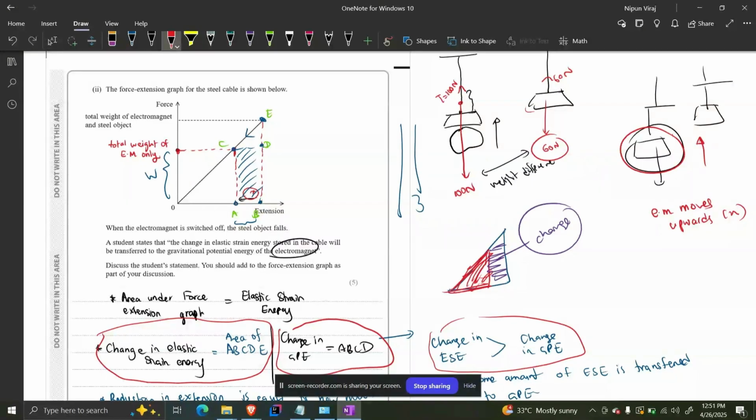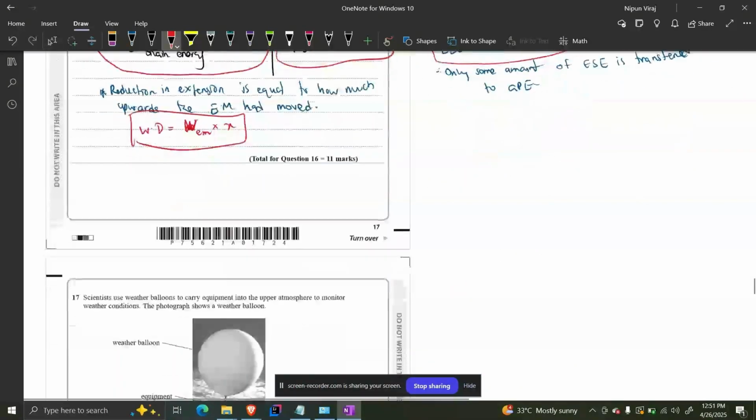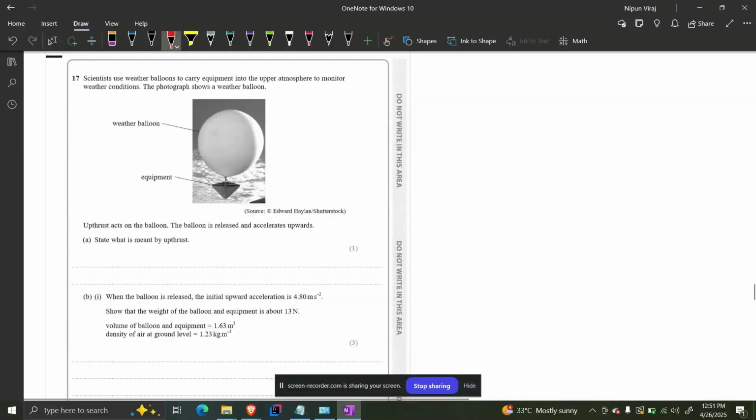Right? And actually, in practical scenarios, that is the case, because sometimes elastic strain energy will not be fully converted to GPE. A certain percentage will be converted into heat, sound, likewise. Right. Then let's go to the 17th question.